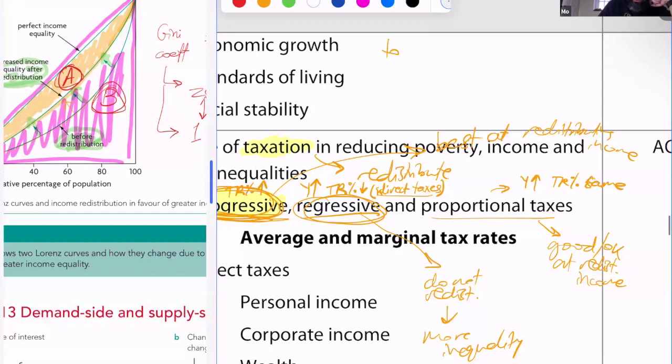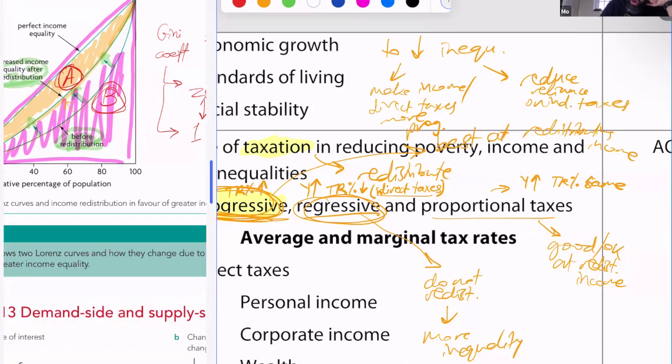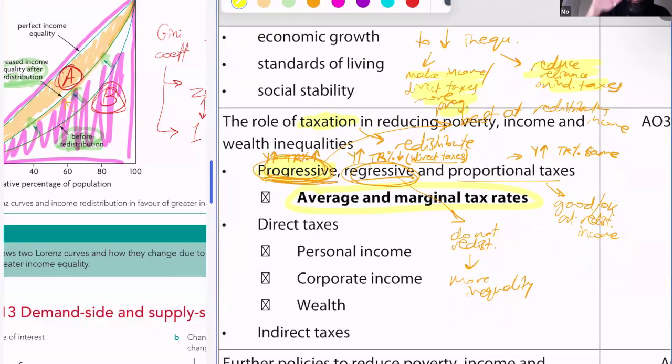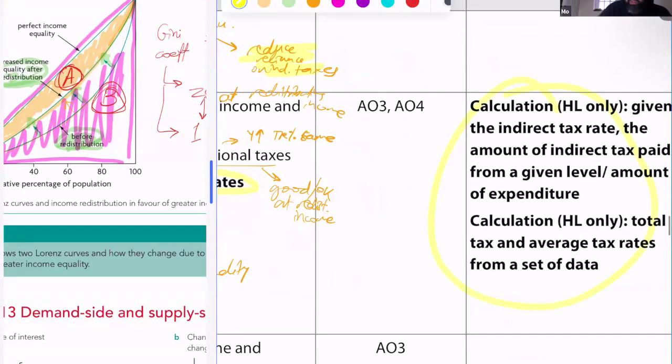Okay, so to decrease inequality, a government should make income or direct taxes more progressive and reduce reliance on indirect taxes because they are very regressive. If that is the goal of the government, that's what you should do. If it's not the goal of the government, then it doesn't matter. Okay? All right, HL students, we'll go over average, marginal, and how it's measured and all of that. We'll do that when we do the HL stuff.